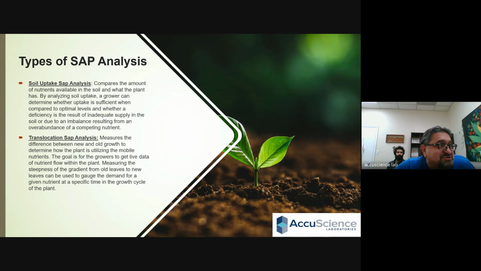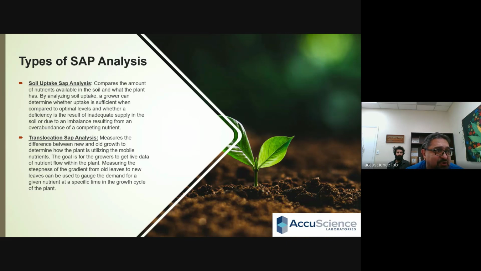whether a deficiency is a result of an inadequate supply in the soil or due to an imbalance resulting from the overabundance of competing nutrients. So it is very important actually to get the soil uptake analysis done. Then we have a translocation SAP analysis.